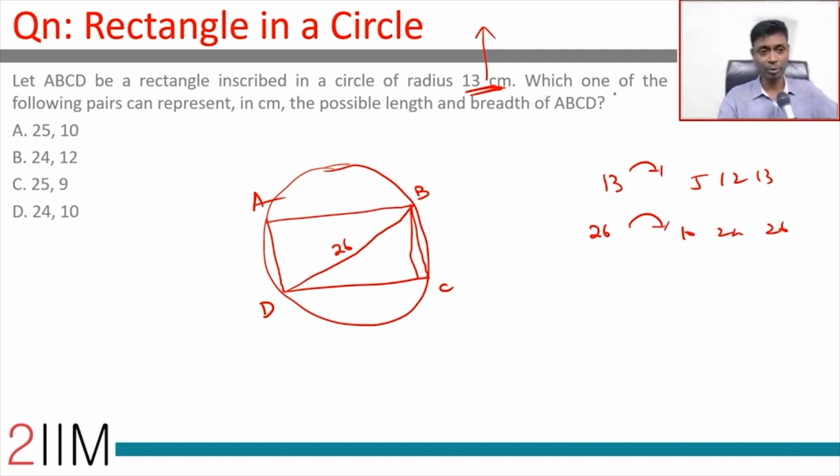Which one of the following pairs can represent in centimeters the possible length and breadth of ABCD? Could easily be 10 and 24. There are a million other possibilities, but 10 and 24 definitely works. If that's sitting in the choices, I'm marking that, and as luck would have it, that is there. The moment you see a 13 or a 26 or a 3, 4, 5 triplet or 8, 15, 17 sitting somewhere there, then your eyes need to go up. You need to be thrilled by seeing that and chase the Pythagorean triplet.